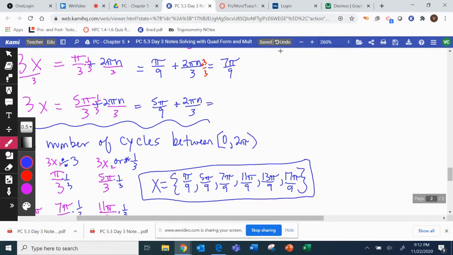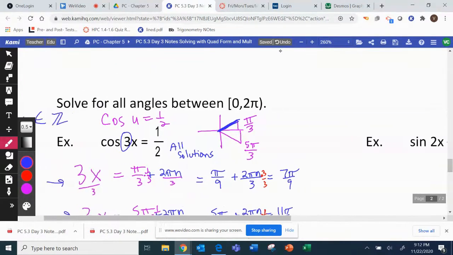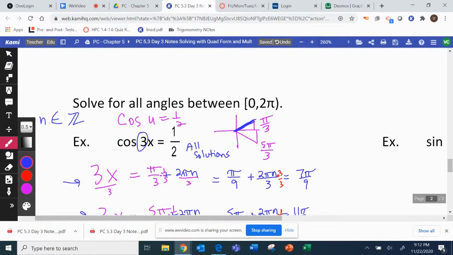So if I did the same thing here, I would be adding on another 6 pi over 9. So I would get 11 pi over 9. So you could do the same. You could do the first way or the second way, however you want to do it. But either way, you have to add 2 pi and divide everything by 3. Let's check this answer. I won't do the Desmos check for all of these because it'll take forever on the video. But cosine 3x equals a half.